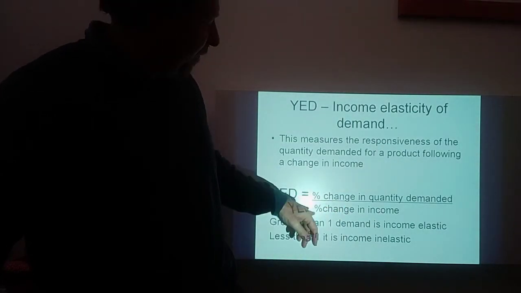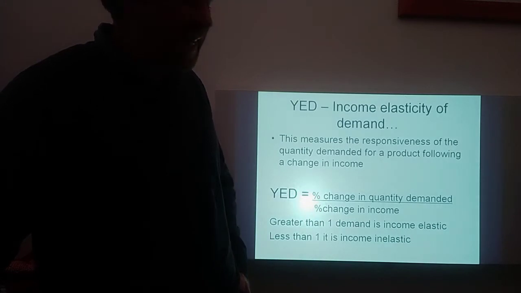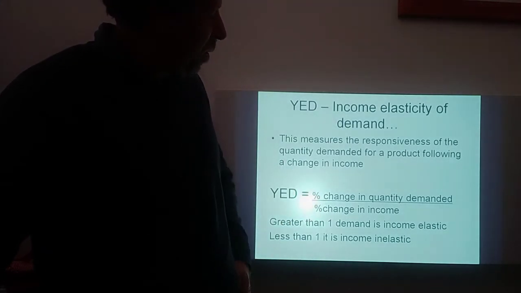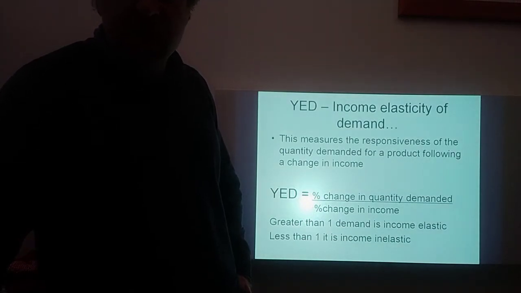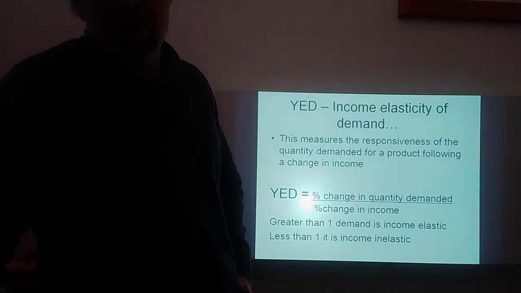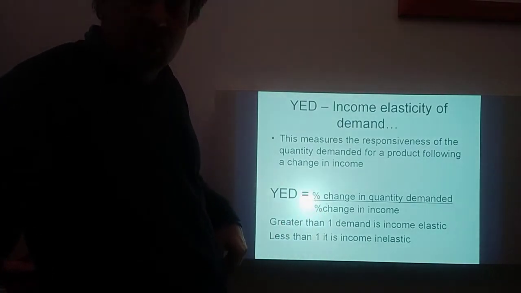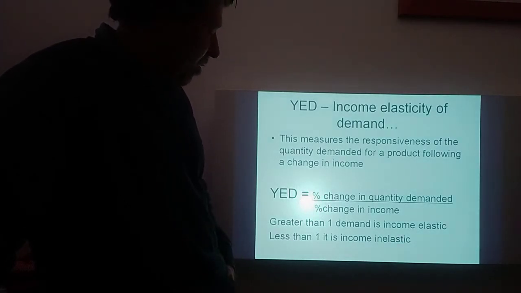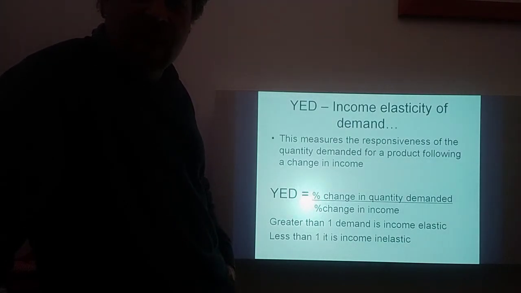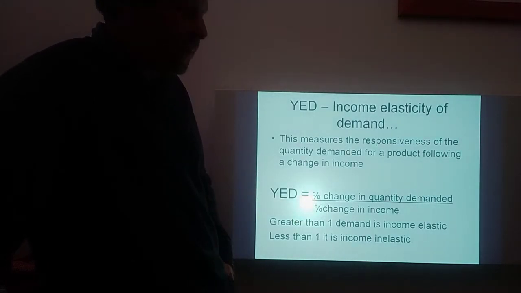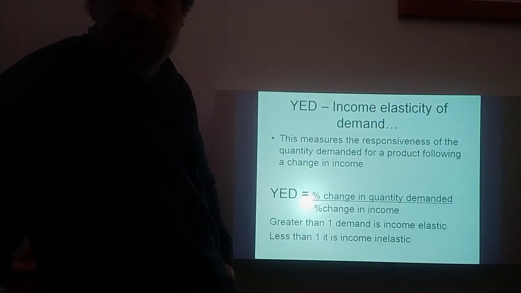So if income changes by 10%, how much will the quantity demanded change by? Maybe with cars you could find that it goes up by 20%. So this number would be 2 in that case. Or maybe it only goes up by 5%. So this number would become a half.